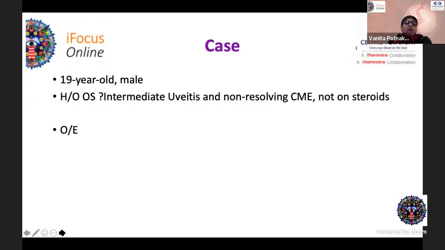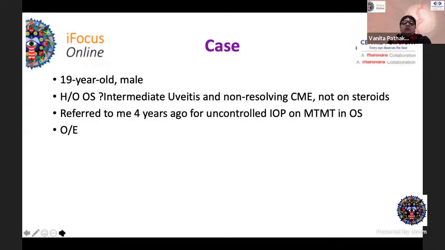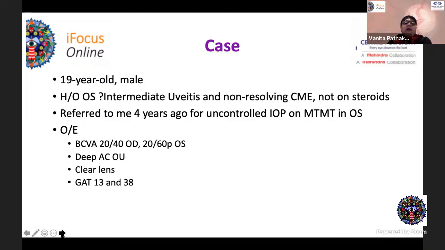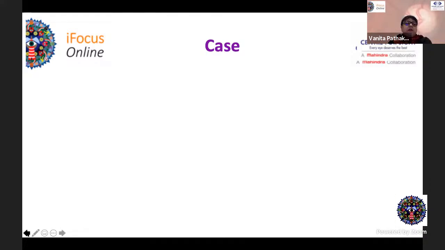But of course, the pressure was up in that eye, and he was on maximally tolerated medication, minus the PG analog, of course, because of the CME. The right eye was not on any medication, but vision was actually poorer, subnormal, let me put it that way, 20/40 and 20/60. AC was deep in both eyes, lens was clear, applanation was 13 and 38, and gonio was open. The fundus, where the disc is concerned, where did the disc go? Just a minute.